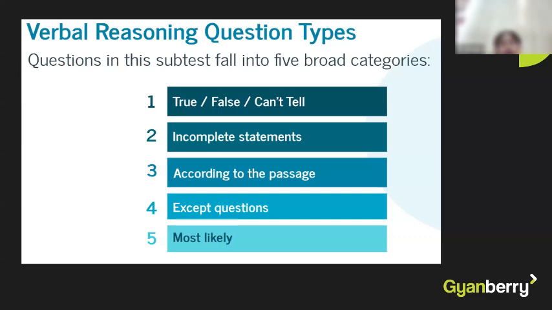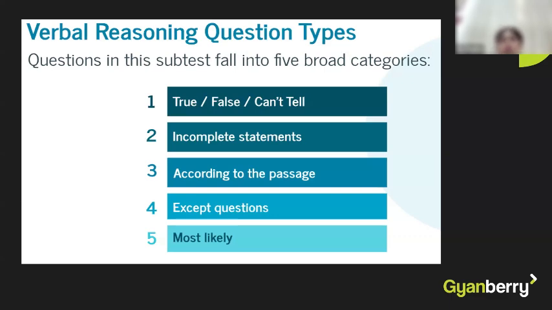The third type of questions will be according to the passage questions. Now, what happens in these kinds of questions? You will be given a statement and you will be asked to choose which of the four options is best supported by the passage. Now, the answer options can be quite lengthy. So it will not be one line, it could be quite lengthy. So read the question carefully and answer based solely on the information given in the passage. Don't be influenced by any prior knowledge or opinion.